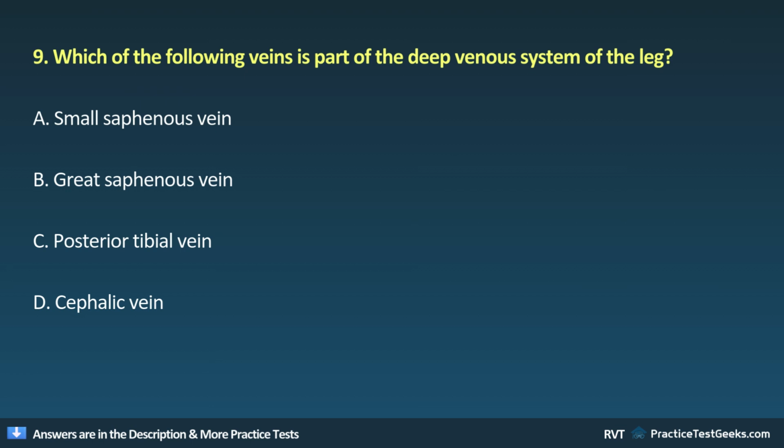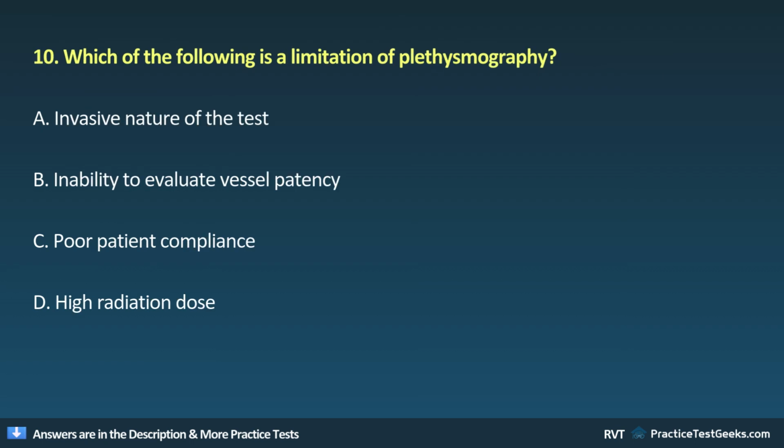9. Which of the following veins is part of the deep venous system of the leg? A. Small saphenous vein. B. Great saphenous vein. C. Posterior tibial vein. D. Cephalic vein.